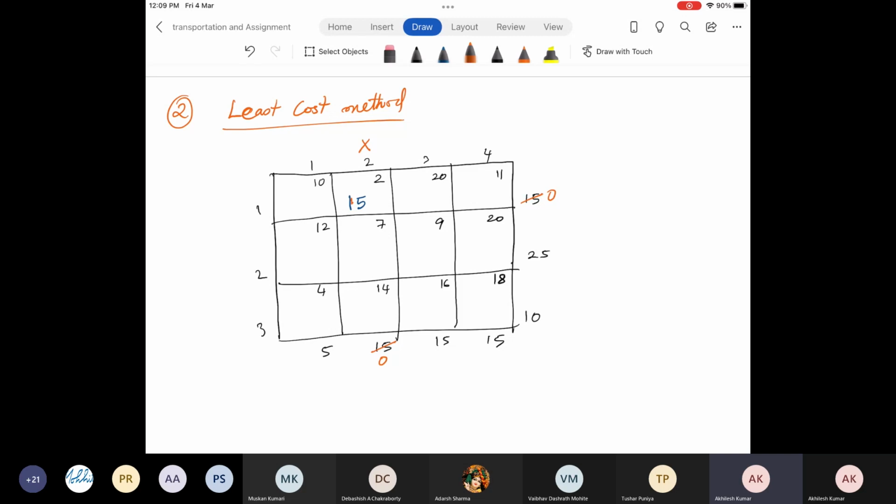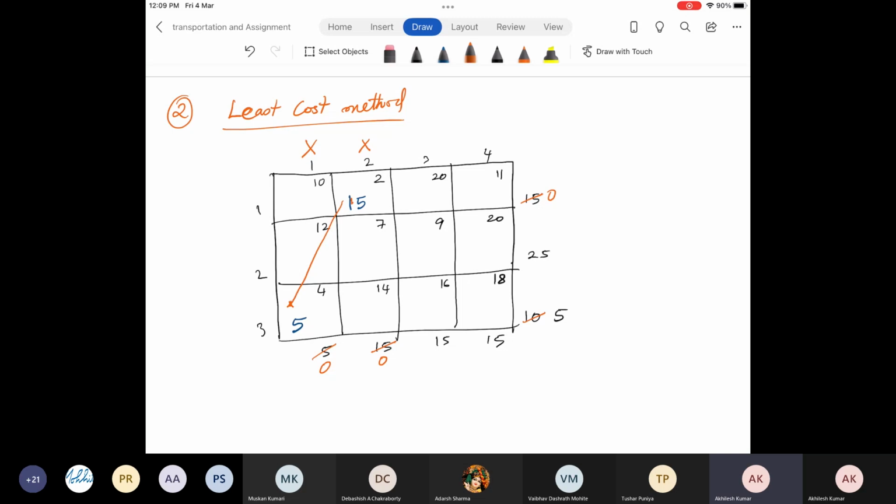Now from uncovered rows and columns, tell me which one is the minimum cost now? 4. So I will go here and see how much I can allocate. Maximum how much can I allocate to this cell? 5, yes, demand is 5. So I will make it 5, and I will cross this column as well.